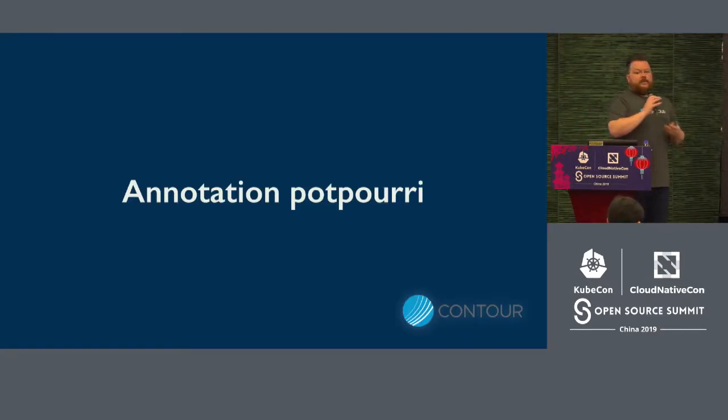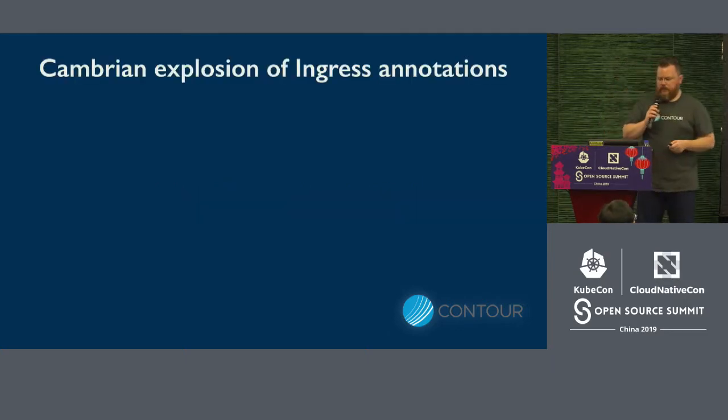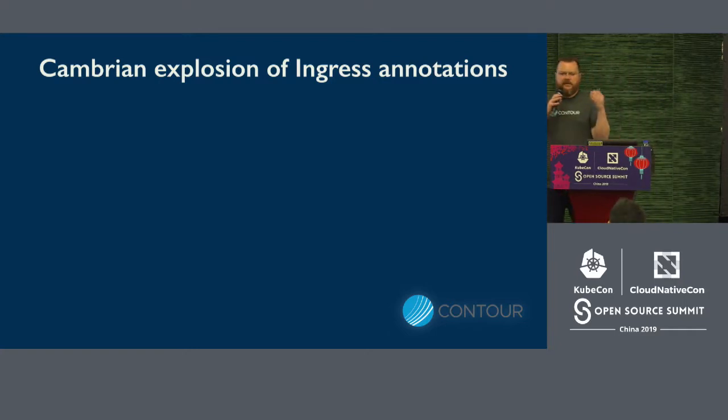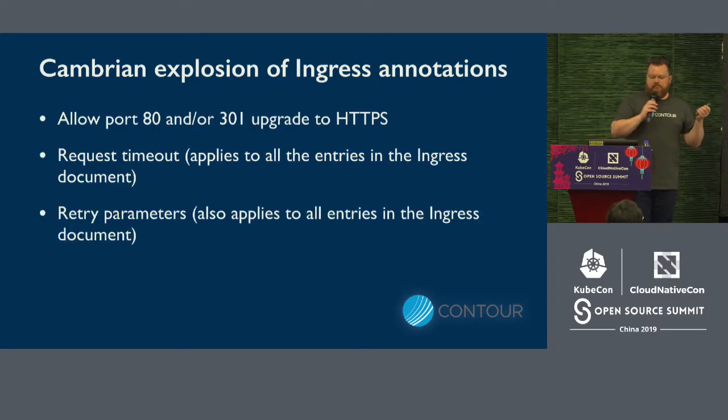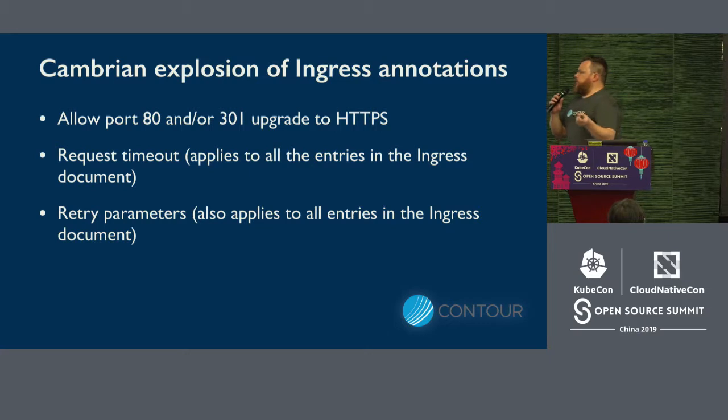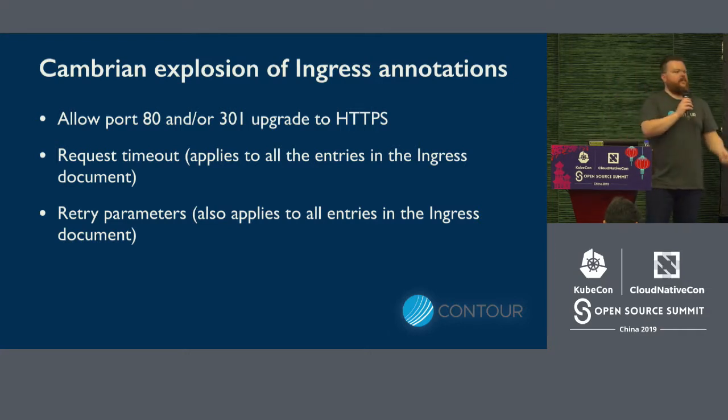Anybody else who's worked with Ingress knows that most of the configuration for an Ingress object is not actually in the YAML, it's in annotations. Because of the limitations in the Ingress object, because there are so few fields, we have to put everything in annotations. Common things like, do you allow port 80, or do you put a 301 upgrade in an annotation? Request timeouts, retry parameters, all these things must go into annotations.